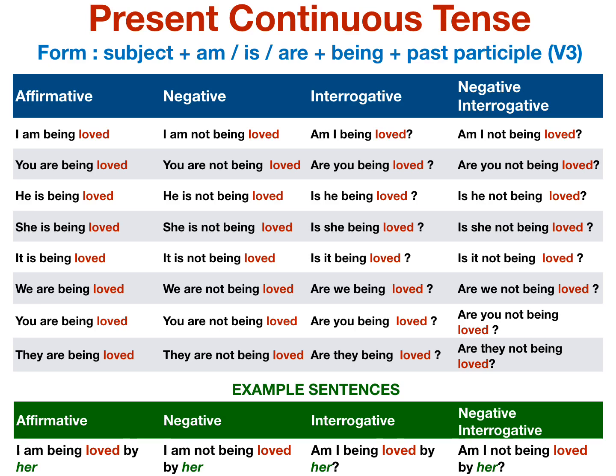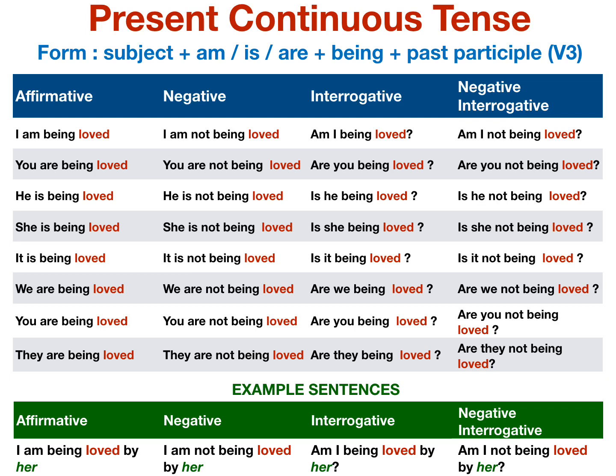Passive voice, present continuous tense. Subject plus am, is, are plus being plus V3. I am being loved. I am not being loved. Am I being loved? Am I not being loved? You are being loved. You are not being loved. Are you being loved? Are you not being loved?